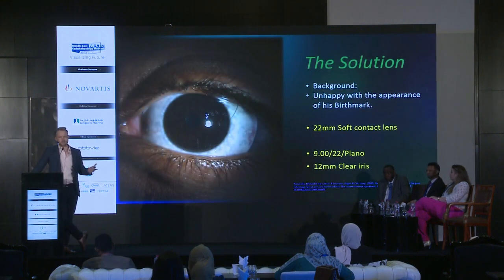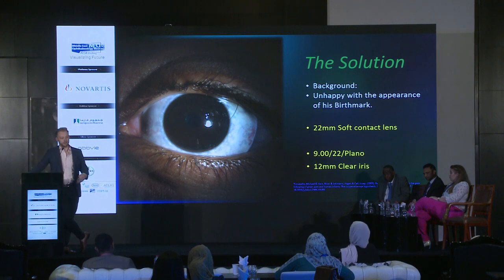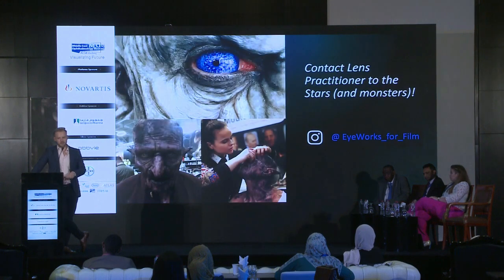So the solution was a 22 millimeter soft lens. That was from Cantor and Nissel. Sort of regular base curve, large diameter, and plano. Essentially, this is 12 millimeters of clear lens, and then extended out into the periphery with a white contact lens with blood vessels painted over it. The patient just wears it for his birthday parties.